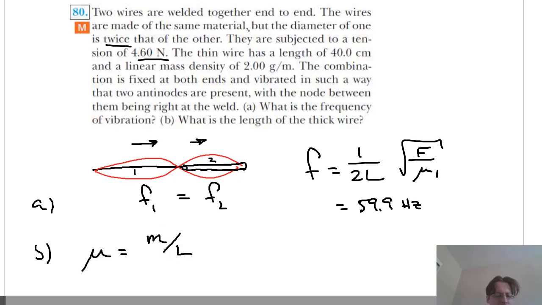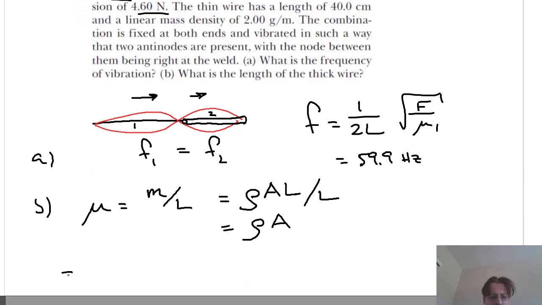But I need to think in terms of diameter and area. Mass of the wire would be its density multiplied by its volume. That's the cross-sectional area multiplied by the length. You divide that by the length to get the mass density. So mu can also be written as volume density multiplied by area. Therefore, if you double the diameter, you quadruple the area, and that means that mu2 is actually 4 times as big as mu1.